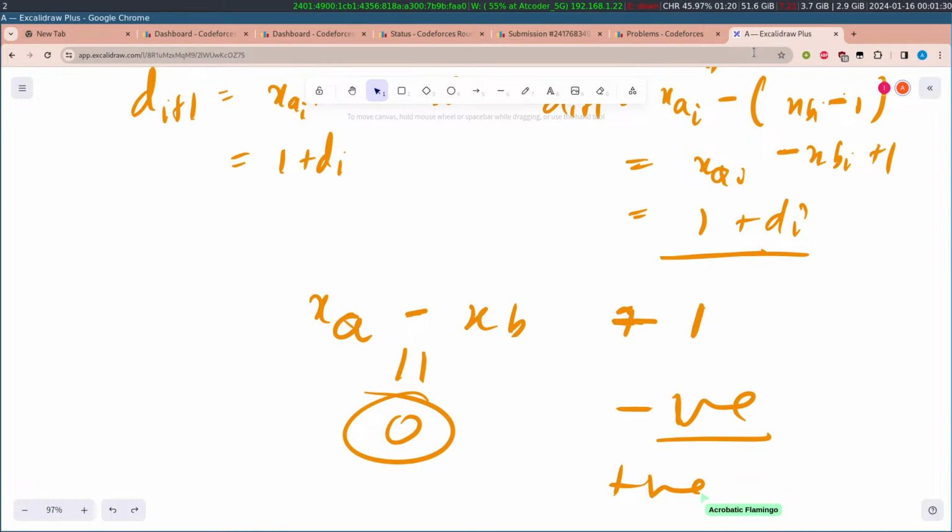So using this difference, we can now find the turn number when their x coordinate would be the same. And that was the idea. Any questions?